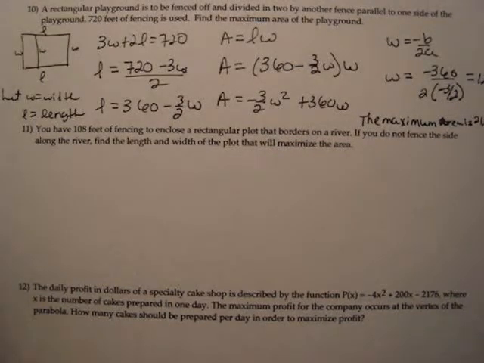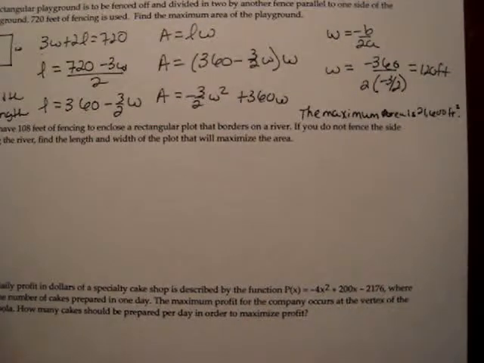Okay, I did the math on number 10 and I figured out that the width would be 120, that the length would be 180 feet, and therefore the maximum area of this playground would be 21,600 square feet. Okay.